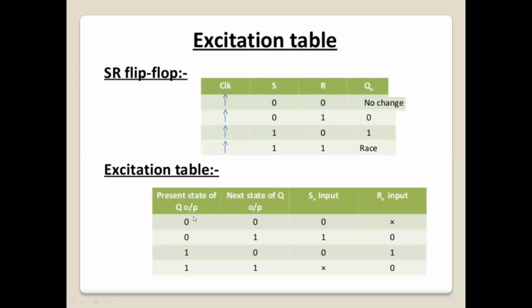Excitation table means for the output, the present state and next state will be given. For that condition, what all inputs can come, that is the excitation table. For example, the first condition, if present state Q equal to 0 and next state Q equal to 0, that is, present state is 0, next state 0, that is, the output is the same for both the conditions. So for this particular condition, what all inputs can come?